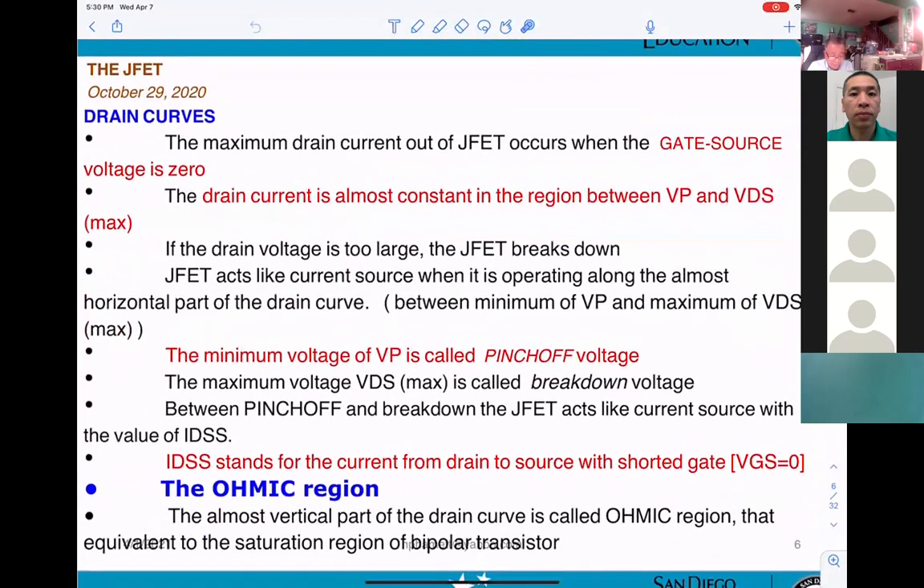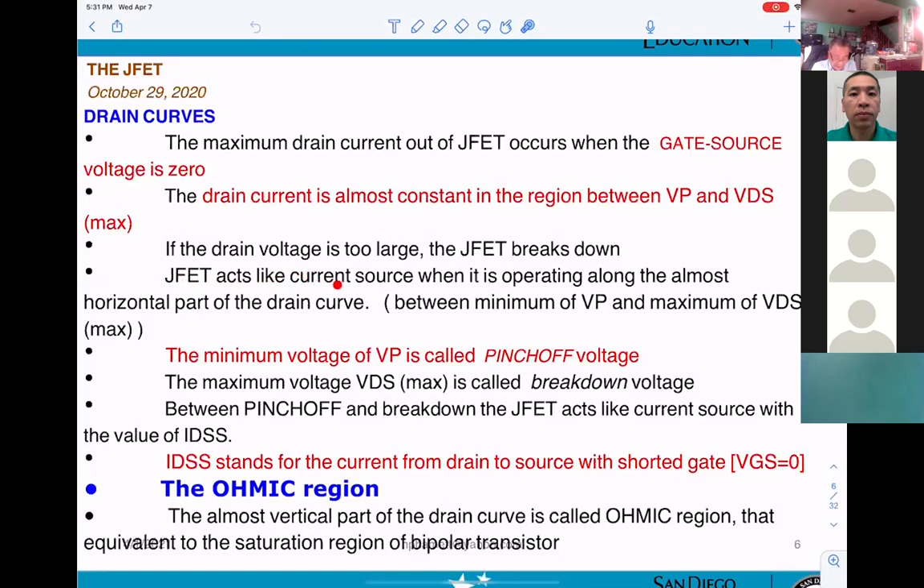Now, the maximum drain current of the JFET occurs when the gate to source voltage is 0. That's what they're talking about, IDSS. Make sure you memorize that. IDSS is the maximum current with VGS equal to 0. The drain current is almost constant in the region between VP and VDS maximum before the breakdown. If the drain voltage is too large, the JFET will break down.